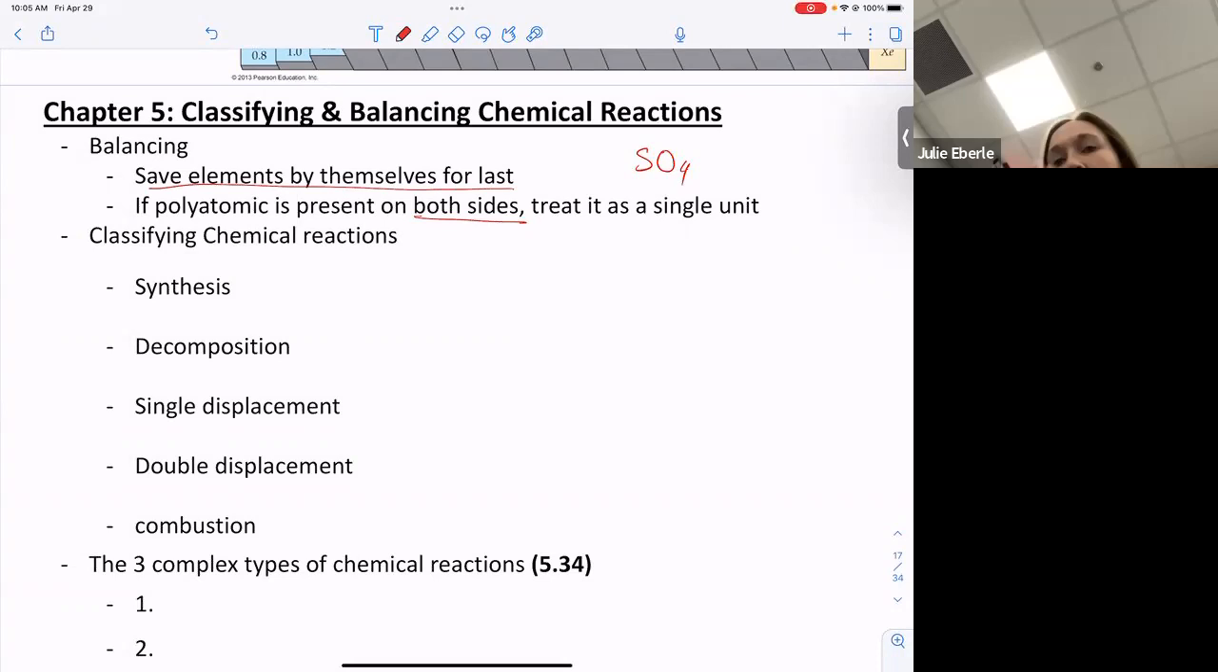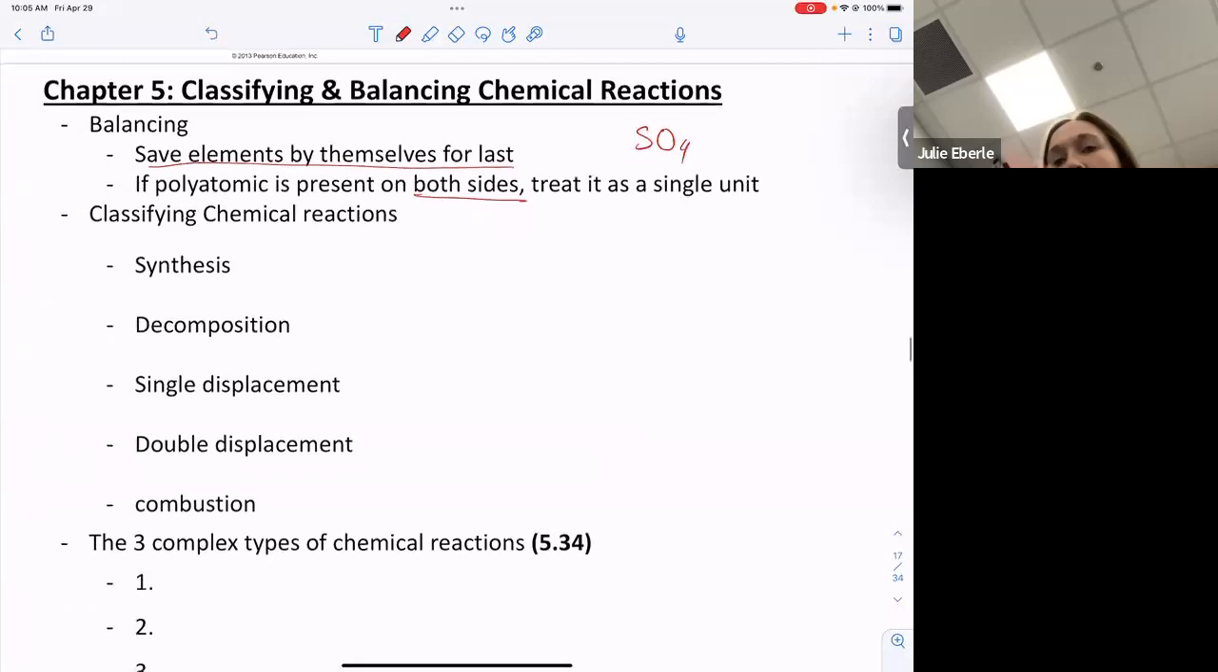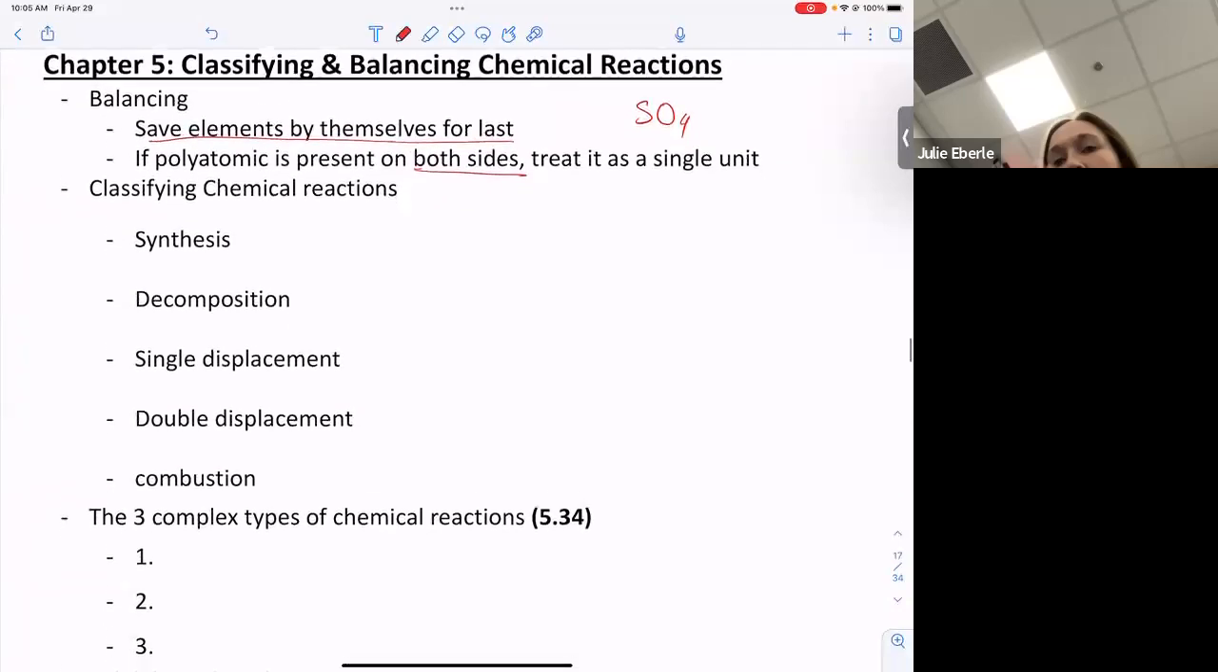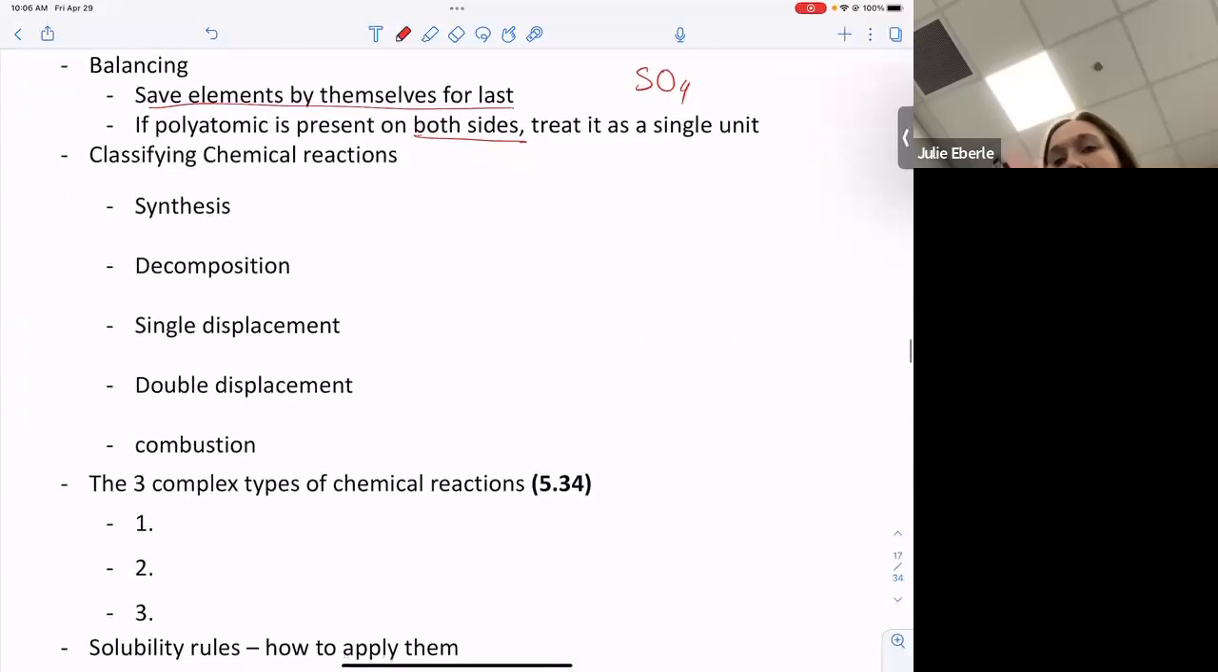Classifying, I think balancing should have been kind of the easier portion of chapter 5. Not that it's always super easy, but classifying chemical reactions tends to be a little more difficult. So the first 5 ways we learned to classify, we talked about synthesis reactions. That's where you have 2 or more things coming together. A plus B makes AB, all right? Or AB plus C makes ABC, something like that. Decomposition is the opposite of that. You have 1 thing breaking down into 2 or 3 things.